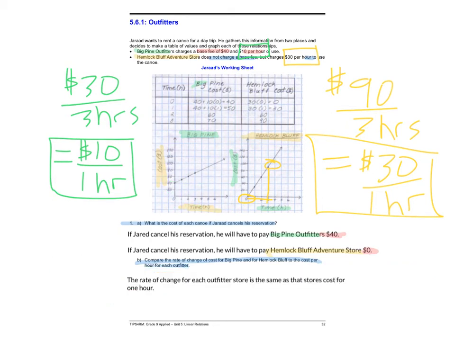And so, quite a bit of work was required there for a very short sentence, but to answer question B, we have to be able to say that the rate of change for each outfitter store is the same as that store's cost for 1 hour. The reason we've done this is to try and associate that cost in a word statement and rate of change on a graph have the same role.